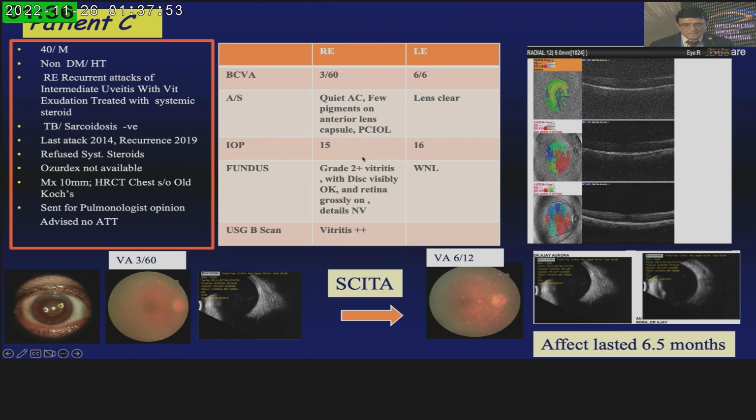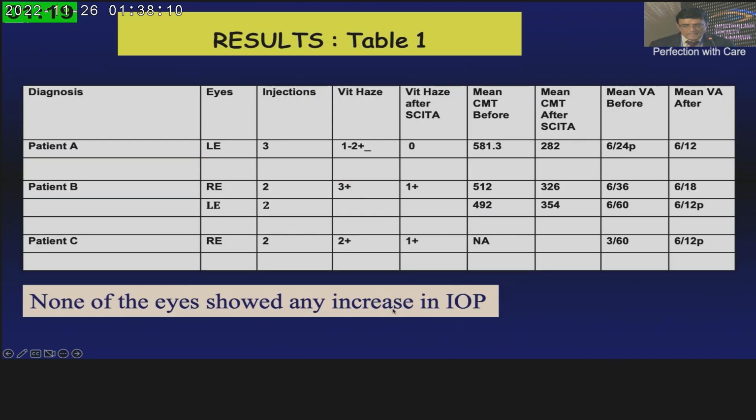The patient had uveitis and was shown to be a case of TB positive, sarcoid negative, and this patient was treated with SKITA. He said, I will not take systemic steroids. We gave him SKITA, and the patient responded well. So these are the results of those 3 patients which we have followed over a period of time.